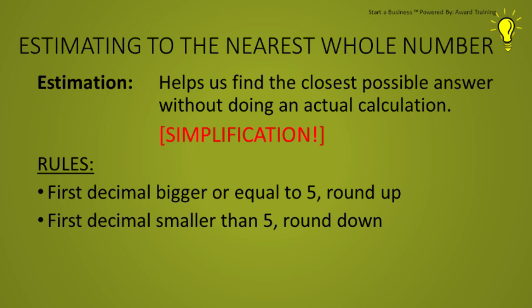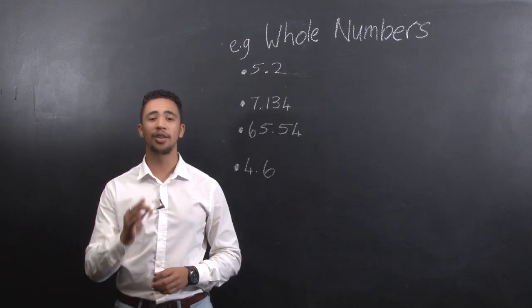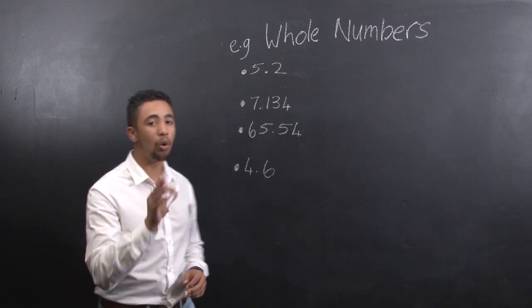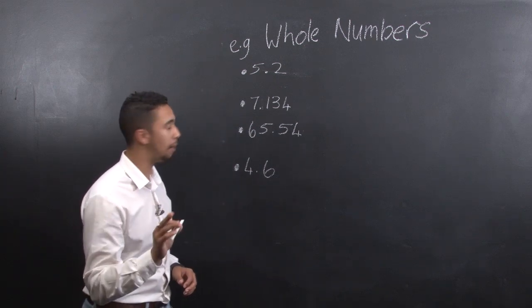So let's look at the two simple rules that apply. Number 1, when the first decimal is bigger or equal to 5, we round up. Number 2, when the first decimal is smaller than 5, we round down. So let's look at 4 examples of how to estimate to the nearest whole number.